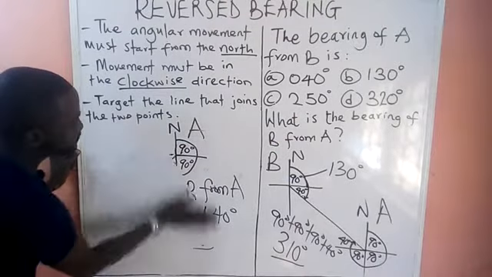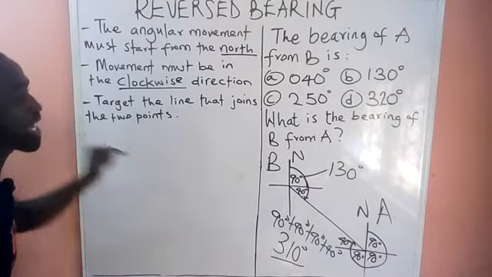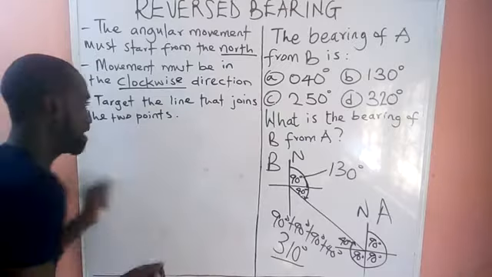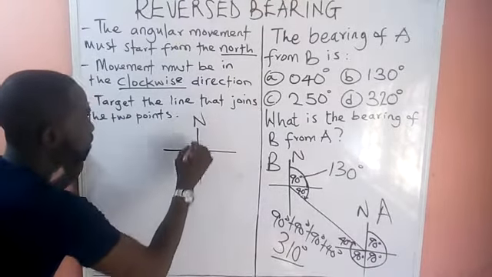So 250 is the next one. I'll wipe this one off. 250 is the next one. So the bearing is 250. Bearing of A from B is 250. Where can we find 250? 250 can be found in the third quadrant. So 250 will be here. Start from the north, move clockwise.